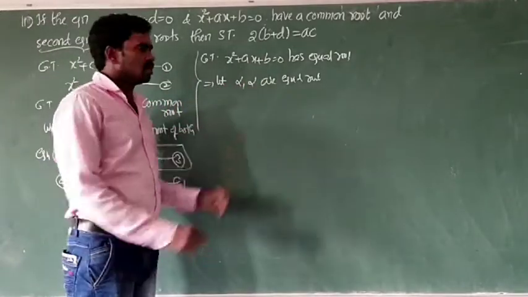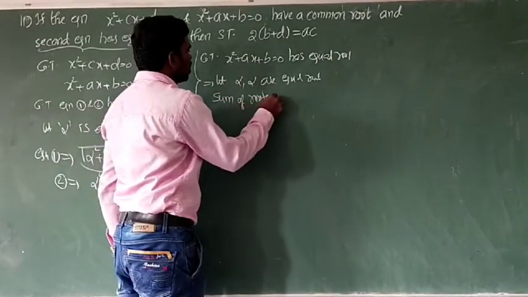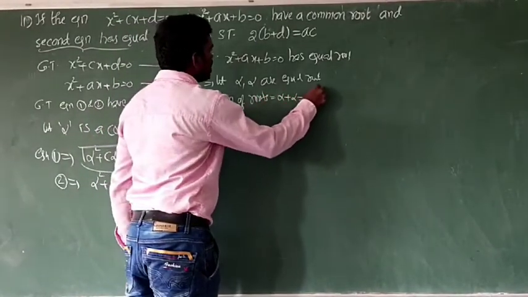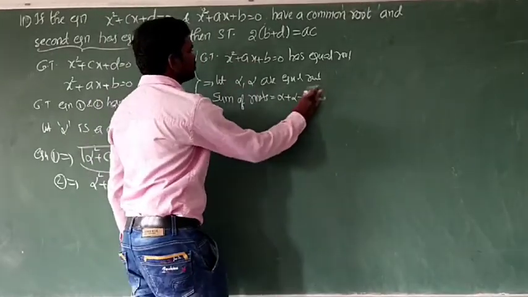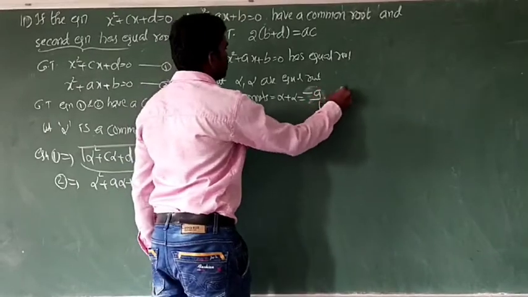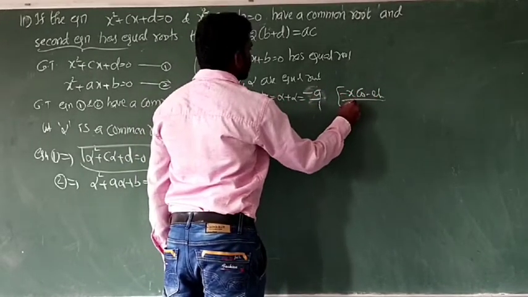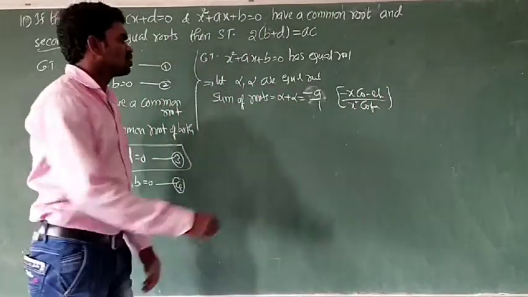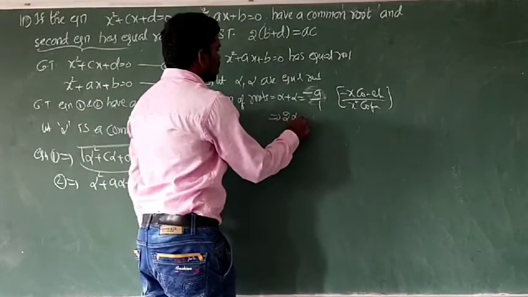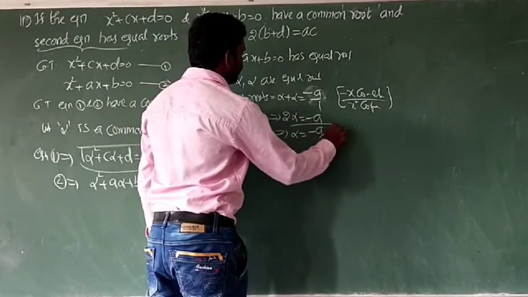Both roots are there. Then the condition, sum of the roots. Sum of roots condition is what? Alpha plus alpha equals minus b by a actually, but here the x coefficient is a, so minus a by 1, since it is minus x coefficient by x square coefficient. So 2 alpha is equal to minus a. That implies alpha equals minus a by 2.